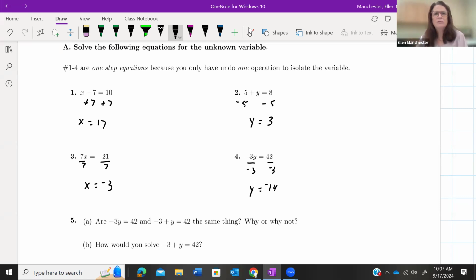So I do have a question for you. When you're doing these, look at number 2. Number 2, we subtracted 5 from both sides. Makes sense because, again, we're trying to get y by itself. But why did I divide on number 4? Why did I divide by a -3? What's the difference between them? Why is one positive 5, and the other one is -3? What's the difference?